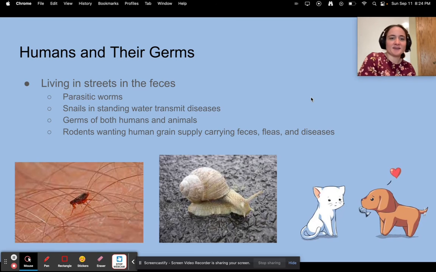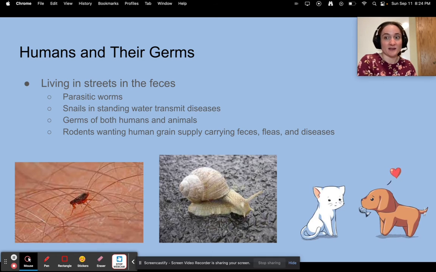All right, so living in streets in the feces. Not only was it just smelly, there were some really gross things living in there, like parasitic worms, snails in standing water. They definitely transmit diseases. Germs of both humans and animals. Okay, so it's not just the humans getting sick, it's also the animals, and also rodents wanting the grain supplies.